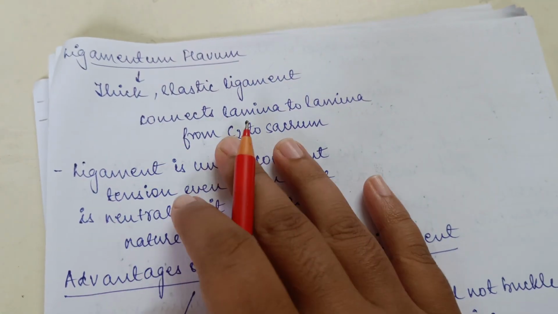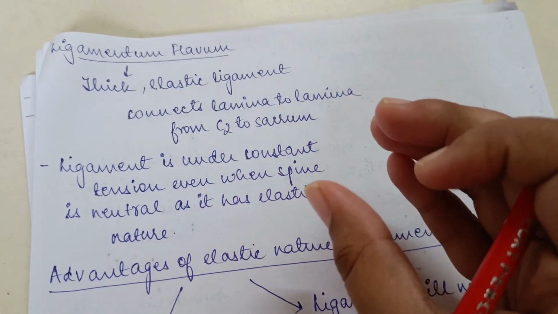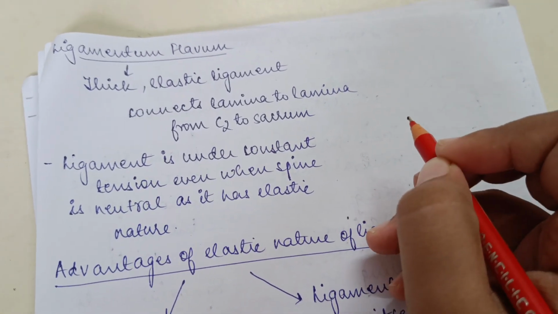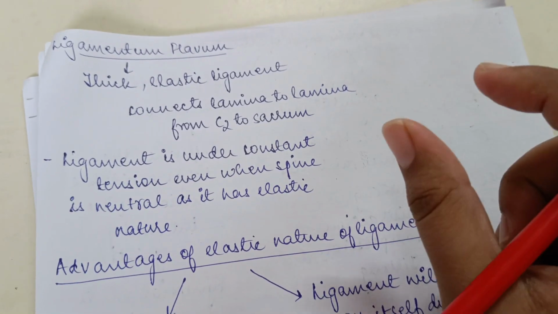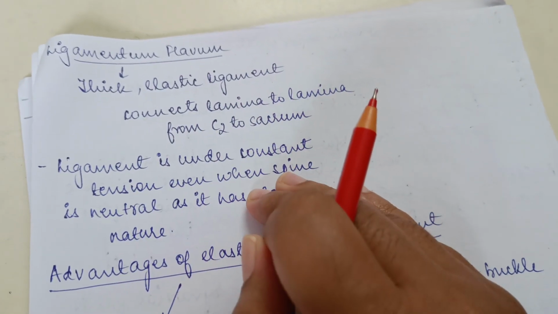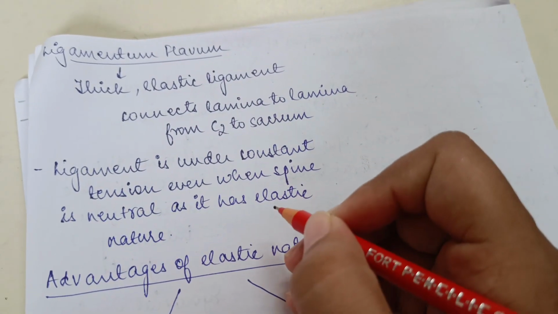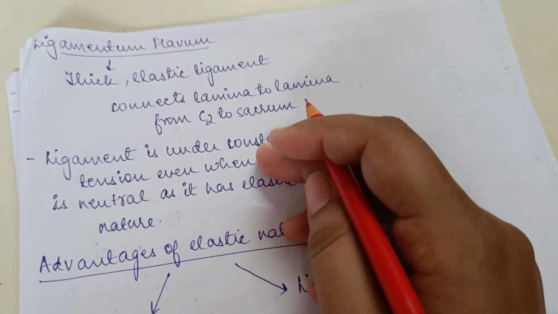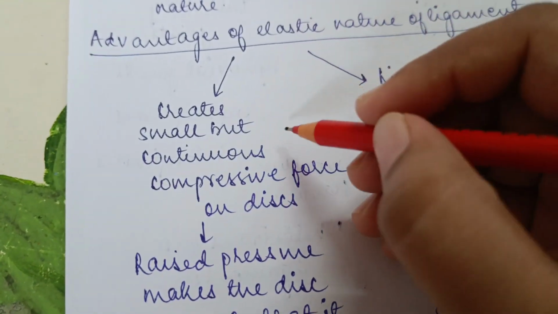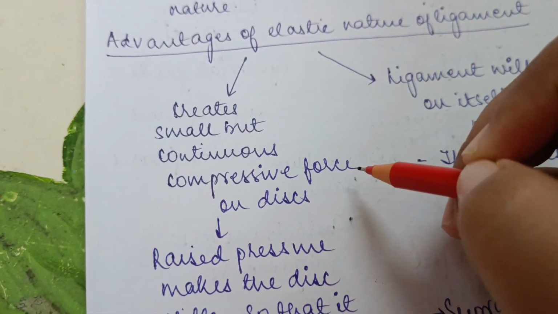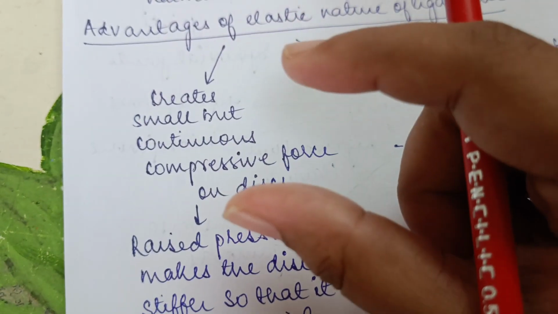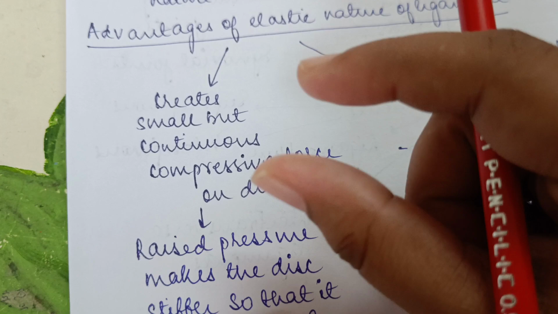So always, if you want to remember the ligaments, just draw a small diagram at the side and mark the positions of the ligaments, and it will be much easier to remember their locations. Okay, so why is this elastic in nature? What is the advantage of this elastic nature? It creates a small but continuous compressive force on the disc. Now as it is elastic in nature, it will cause a constant compressive force on the disc.